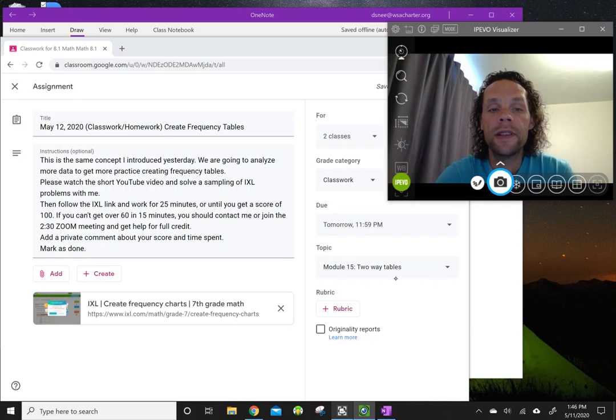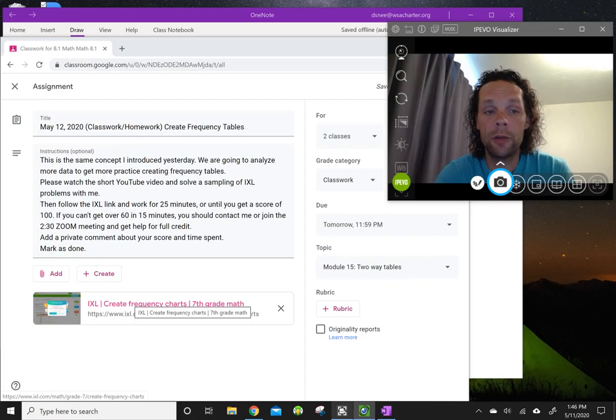You can see the assignment over here on the left. It looks a little bit different than what you opened because I'm making the video. There will be a video link right next to the IXL link, but we're going to work on the same concept I introduced yesterday, creating frequency tables. We're going to analyze the data and practice again. You're watching the video. We're going to solve a sample of IXL problems, and you're going to work with me. You have a pencil and paper and a calculator, and a dry erase marker works really well for this practice. You can write on your computer screen and wipe it off.